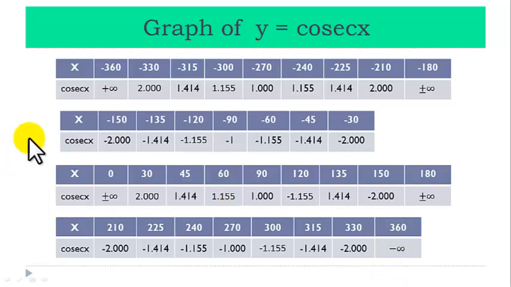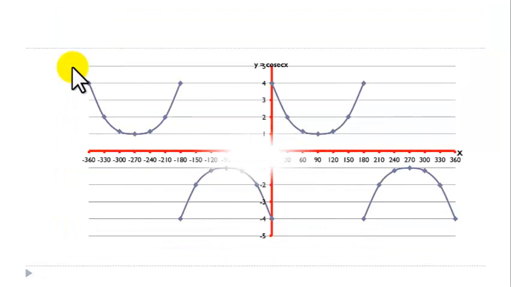We can now plot cosec x on the vertical axis against x on the horizontal axis, and this will be the plot. So this is the graph of y equal to cosec x.